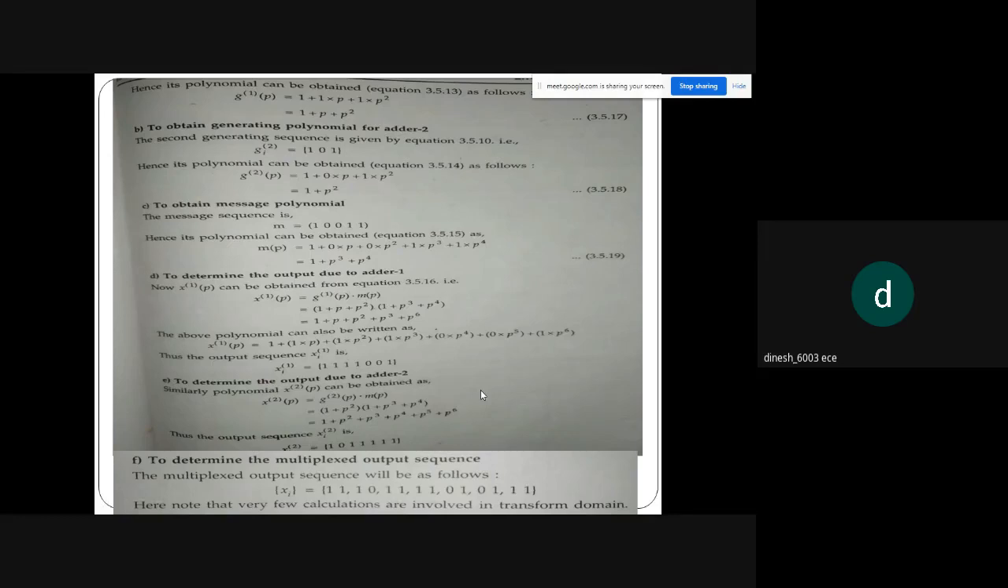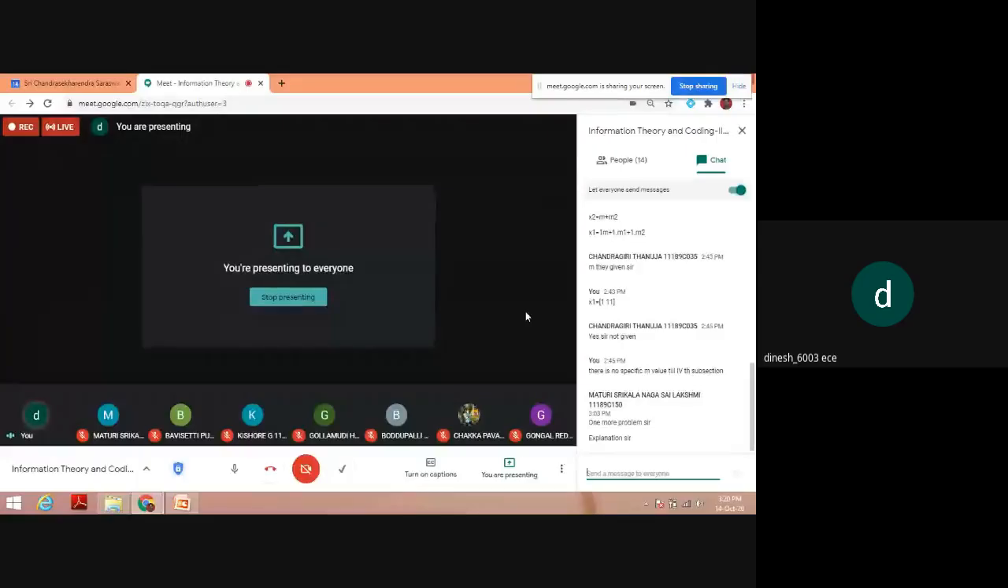There we won't use polynomials. We'll use each and every bit of the sequences. Here we'll be using the corresponding message polynomial. So now you have to decide in what domain you need to determine the convolutional coding. So any queries in this?